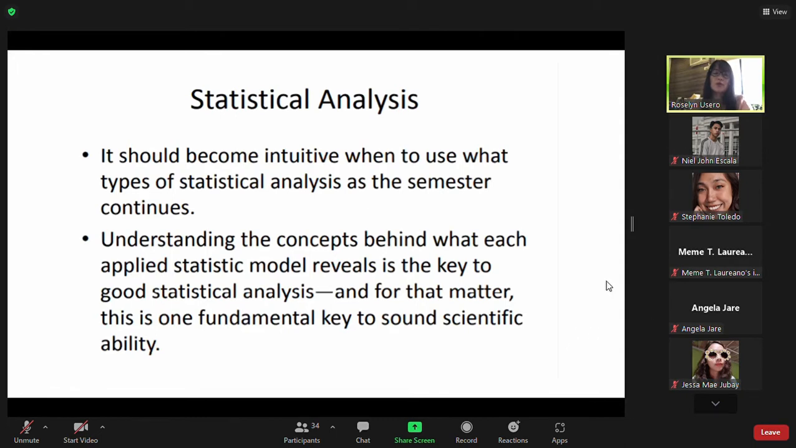You should also understand the concepts behind what each applied statistic model reveals. So you should have good.